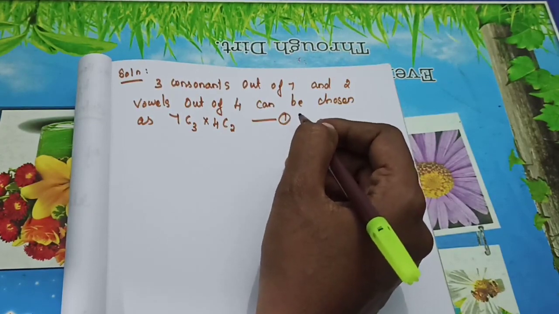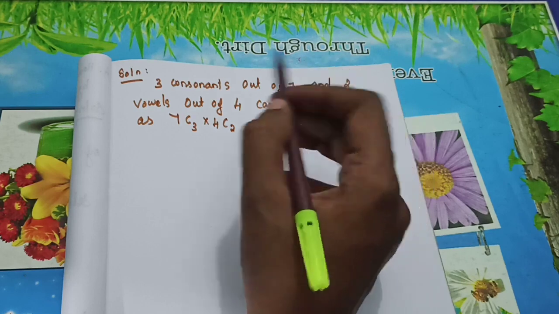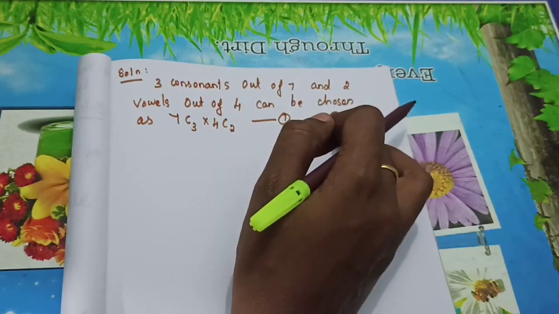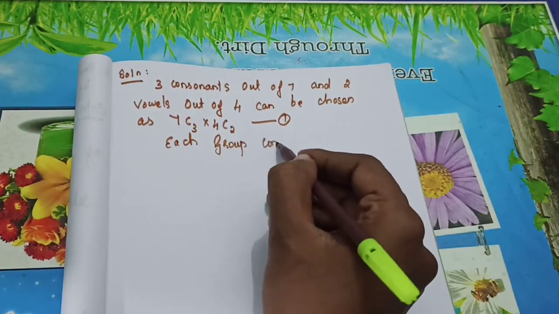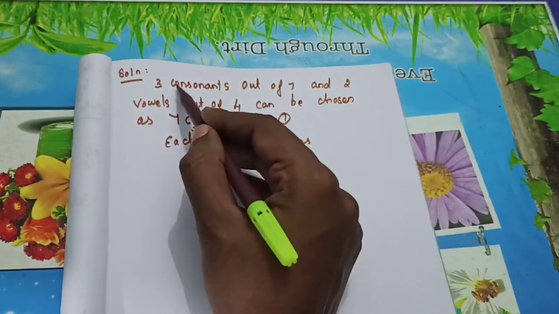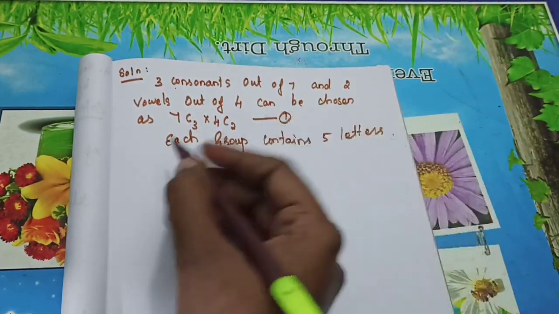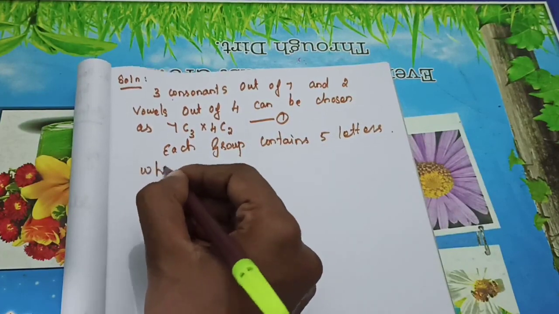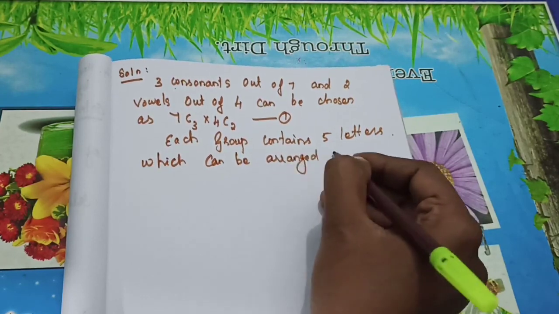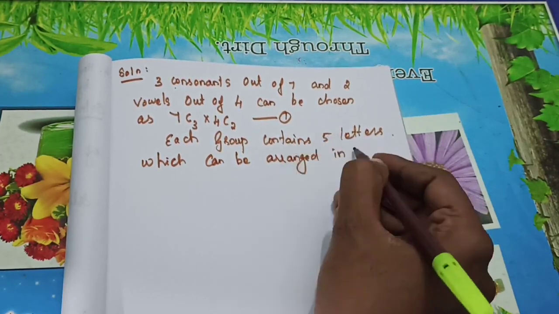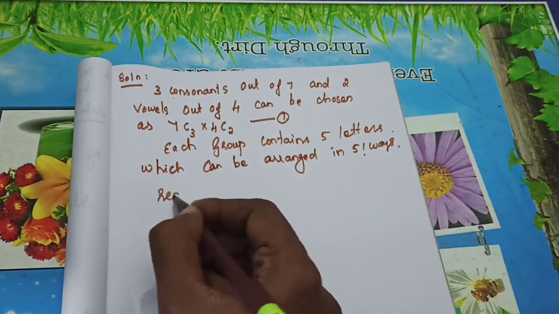Then one more thing we need to do, that is each group contains how many letters? So 3 consonants and 2 vowels, is it right? So each group contains how many letters? Here 3 consonants, 2 vowels. So 5 letters. So 5 letters can be arranged in how much? It's not a combination, it's an arrangement, is it right? So 5 factorial ways you can arrange. Okay. So totally, that is the required number of words.